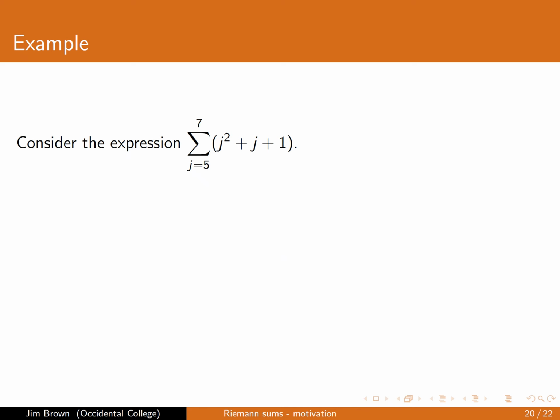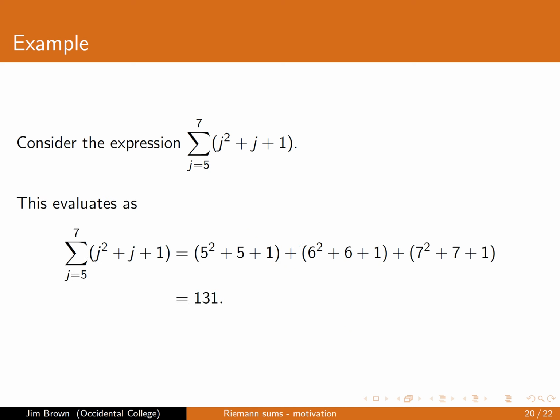So let's look at an example to make sure we understand how this actually works with a concrete example. Let's look at this one where we start at j equals 5, and we're going to go up to j equals 7. And our function here is j squared plus j plus 1. So when we evaluate this, we start with j equals 5. We have 5 squared plus 5 plus 1. And then we add to that the next term, so we evaluate at j equals 6: 6 squared plus 6 plus 1. We go to the next term, which is 7, so we add on 7 squared plus 7 plus 1. And since we have 7 as our top value here, we stop there. And now we can add all these terms up, and if you do that, you get 131.